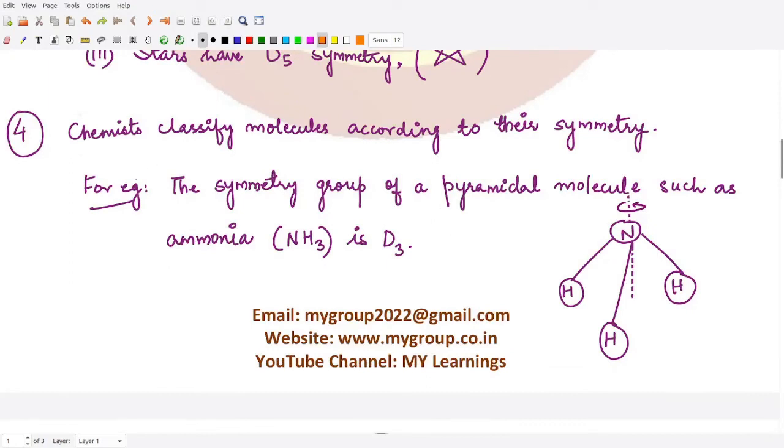Moreover, you can see that chemists classify molecules according to their symmetry. How is that so? For example, we can look at this ammonia molecule, NH3. According to our study in chemistry, we know this ammonia molecule is pyramidal in nature. So that means it has a lone pair here, and moreover 3 hydrogens are attached to it in a pyramidal fashion. In this case, this is also a symmetry group. It forms a symmetry group having symmetry D3 because all the hydrogens are equally oriented to this nitrogen from different sides, right?